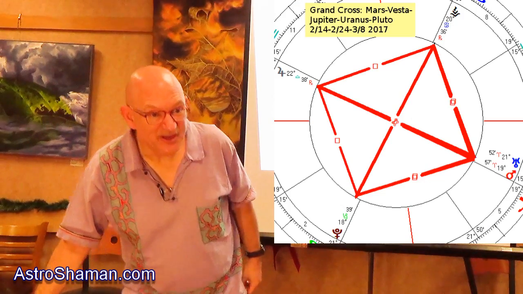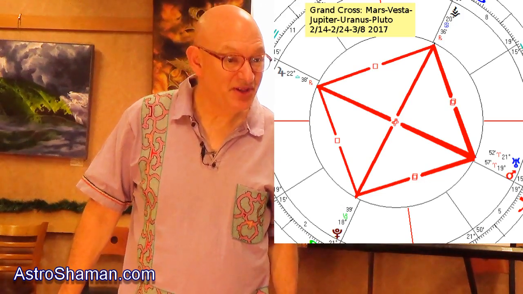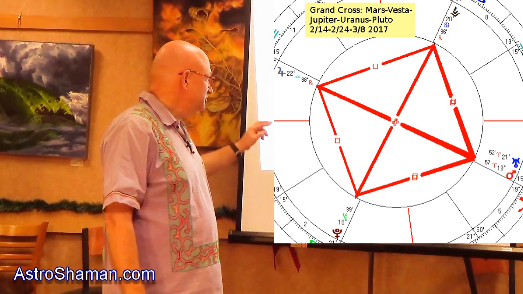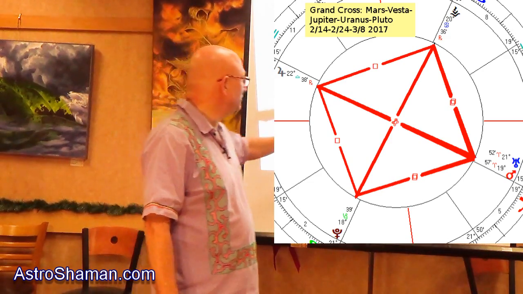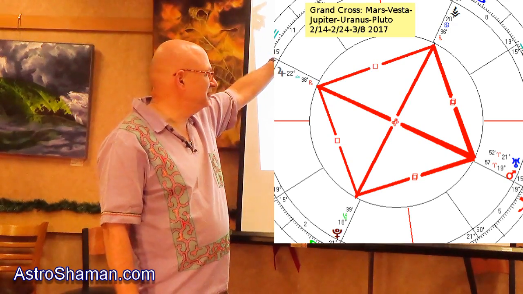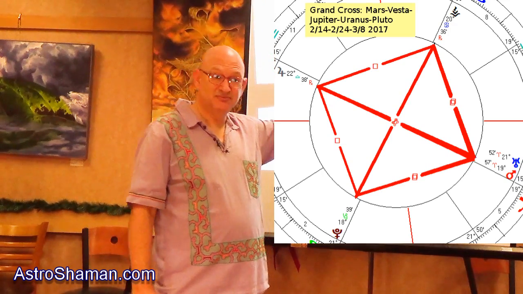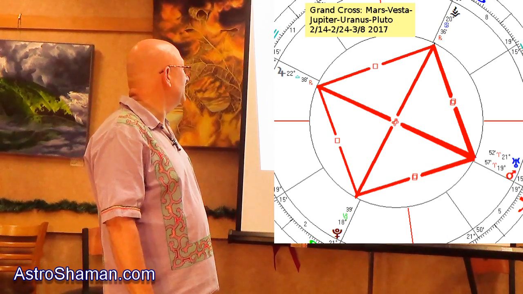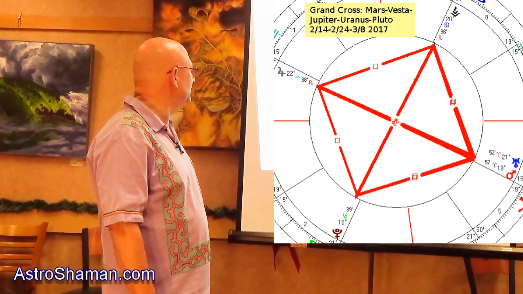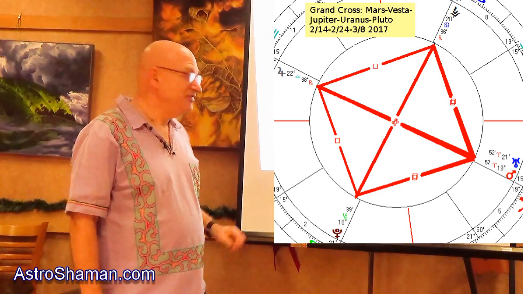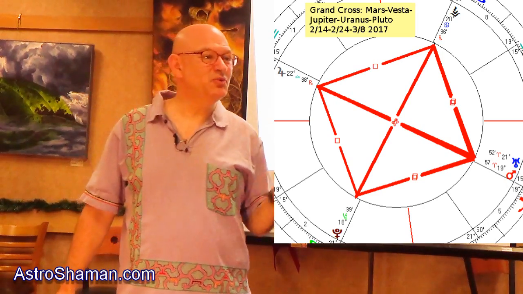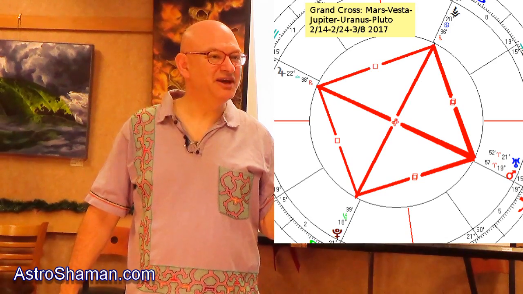Then, getting into February, we have another grand cross. This one's more intense, okay? So we still have the foundation of it as Pluto, Uranus, Jupiter, and Vesta is still there. Who's new? Mars, conjunct Uranus. And this one begins on Valentine's Day, February 14th, peaks on the 24th, and ends on March 8th. This one is pretty volatile. Who knows what Uranus and Mars do when they get together?